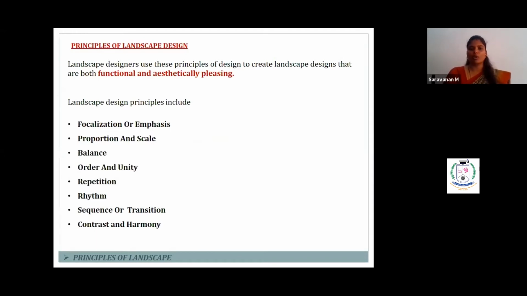I'll let you know what the principles are. You have focalization, proportion and scale, balance, order and unity, repetition, rhythm, sequence or transition, contrast and harmony. For each one I have given an example, and you can view the sketches and you will be able to understand what it is.